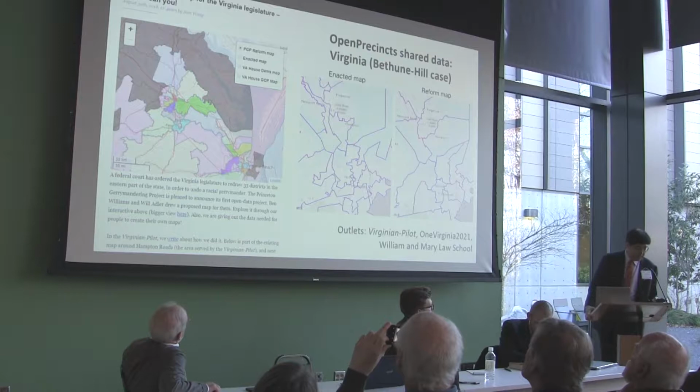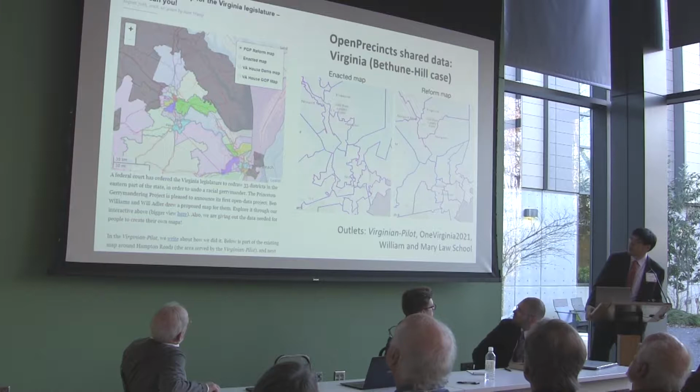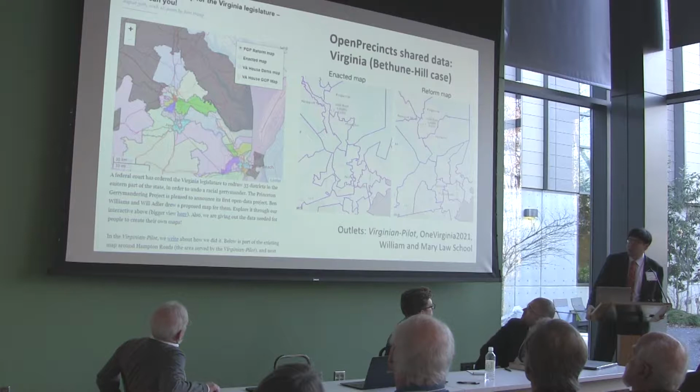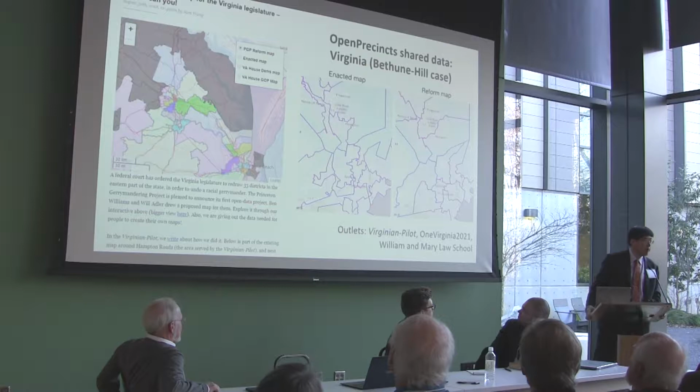And this is now the Open Precincts project in the Bethune Hill case, which is a racial gerrymandering case. And we can see the boundaries, we can see the gerrymander. We ourselves proposed a reform map. The general idea here is to use this kind of data, and this is our demonstration project to show that it's possible for citizens to get involved in the process. And I'm actually hoping, while I'm here in North Carolina, to talk about data sharing to make this go forward in the state of North Carolina as well.